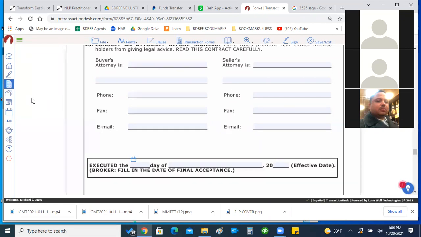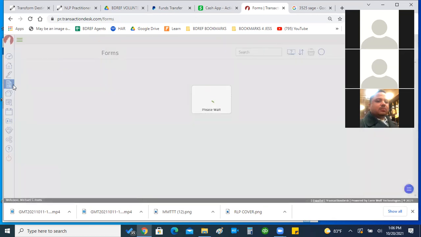If it was built on or before 1978, then you got to use a lead-based paint addendum. If it was built after, so if it was built 1979 or after, you don't have to use that one. All right? Okay. Way to go, Shay. All right, what other questions do we have before I pull up the other forms that we talked about?